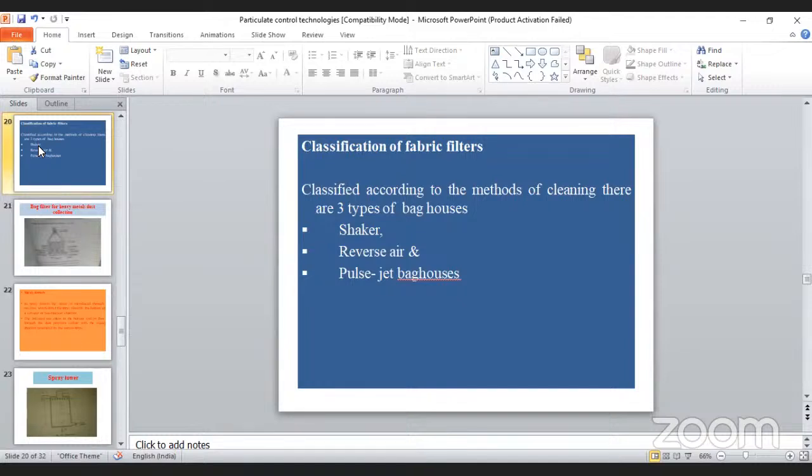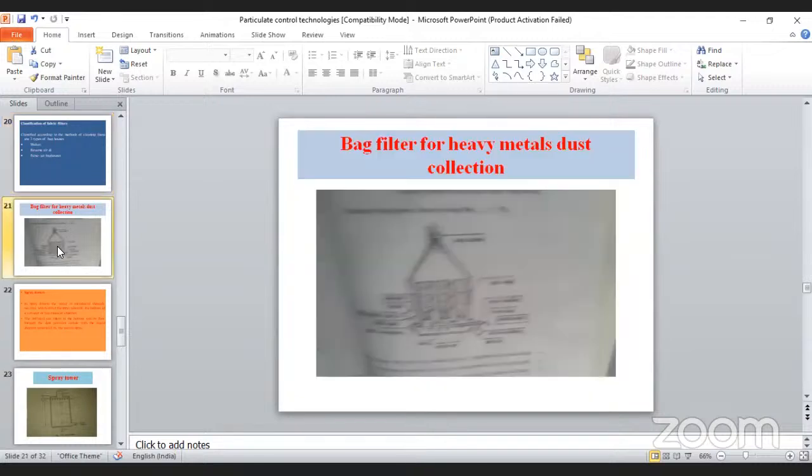There are three different types of baghouses people are using in fabric filters, classified based on the method of cleaning. One is shaker, another is reverse air, and another one is pulse jet baghouses. From the name itself, we can understand how the system could work. Here, we can see the diagram. The diagram is clear for you people.